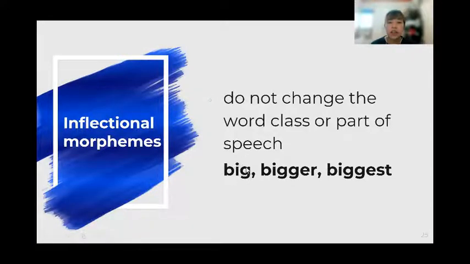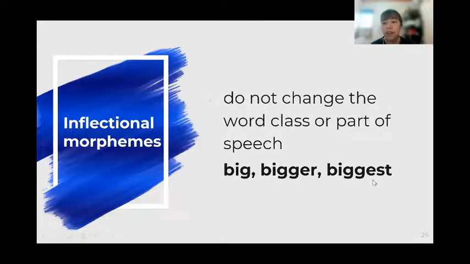So adjective big, when we added the suffix er, so bigger na siya, did it change the part of speech? So if big is an adjective, ano ba ang bigger? Adverb na ba siya? Noun na ba siya? Pronoun na ba siya? So it's still adjective. So that's your inflectional morphemes for you. Pag inflectional morphemes, hindi ma-change ang part of speech, maskin idugang na siya nga suffix.